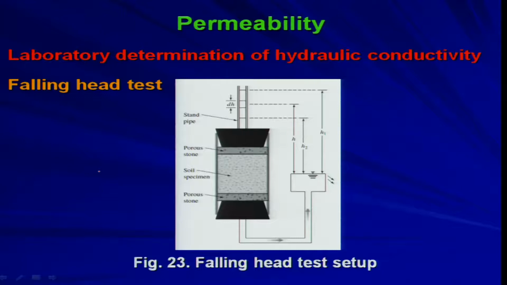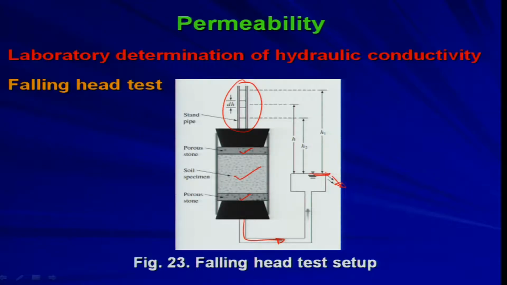Basically, this is your standpipe, you have the soil specimen here, and again it is sandwiched between two porous stones, the top porous stone and the bottom porous stone. You are collecting the water through this standpipe at some measuring device, some kind of tank, and a constant head will be maintained at the tank; otherwise, if it is overflowing, the water will go out. Now, this is the water level at the exit level.